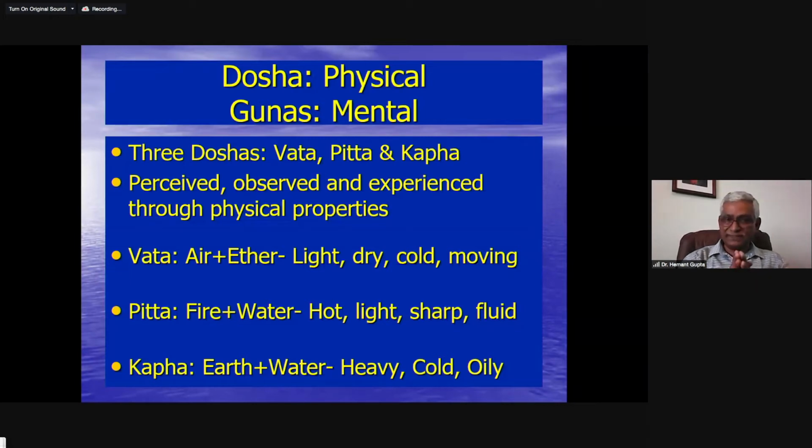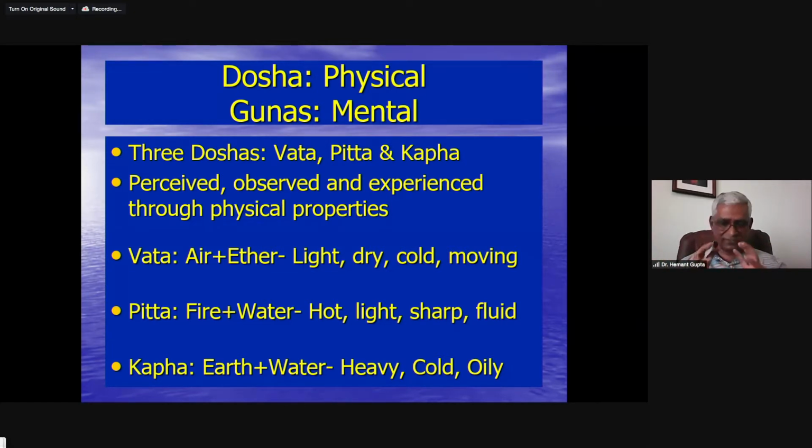So doshas, they are physical. The word dosha is only used for physical. So they are three: Vata, Pitta, Kapha. Sometimes we mix up between the gunas, mental gunas. I'm talking here about gunas of doshas, that's separate. And gunas as sattva, rajas, tamas, that's separate. There is a lot of mix up that happens in between.